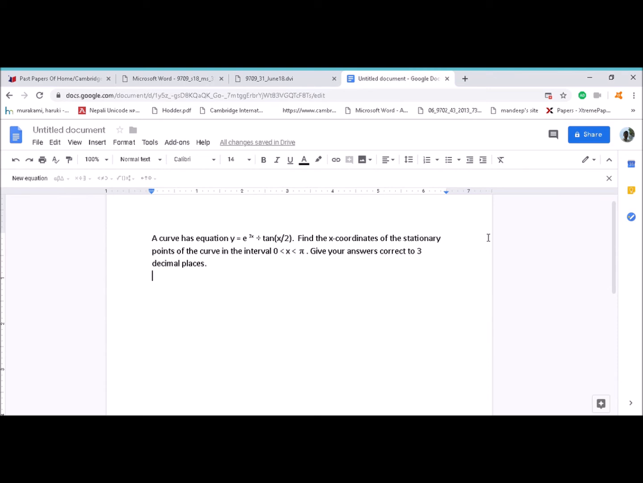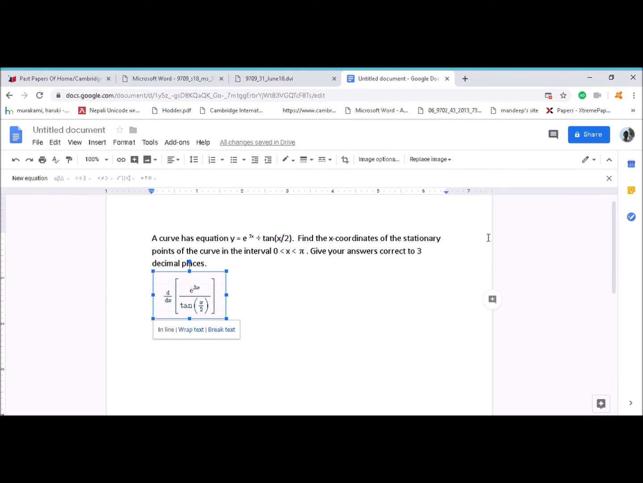A stationary point is the point where the gradient is 0. So to find the gradient of a curve, we have to differentiate the curve first. So we have to differentiate this curve, which is e to the power 3x divided by tan of x divided by 2, sorry. To differentiate this curve, we have to use the quotient rule or product rule. It's the same thing. It doesn't matter how you use, but use any one. But in this video, I'm going to show you by using the quotient rule.